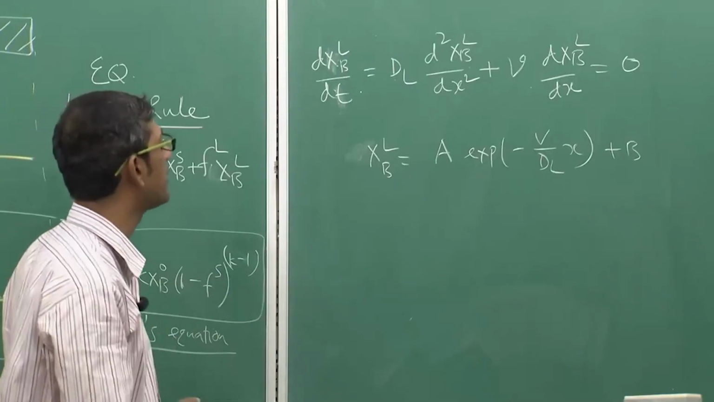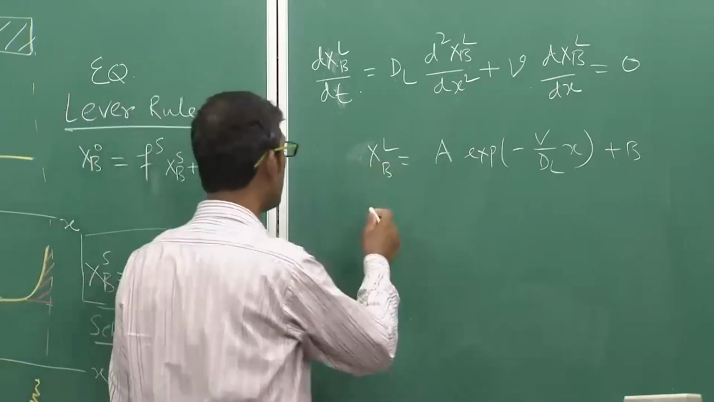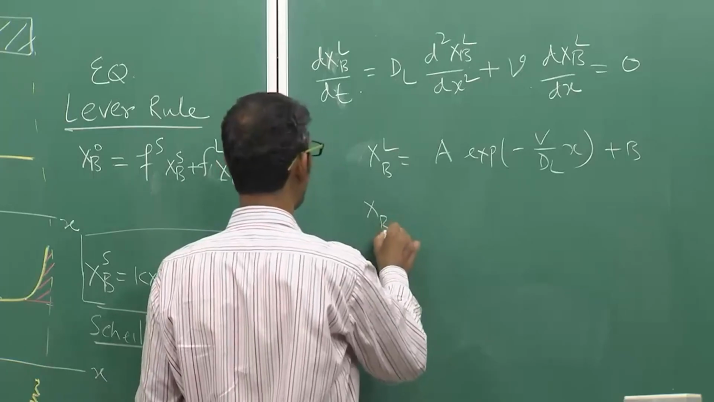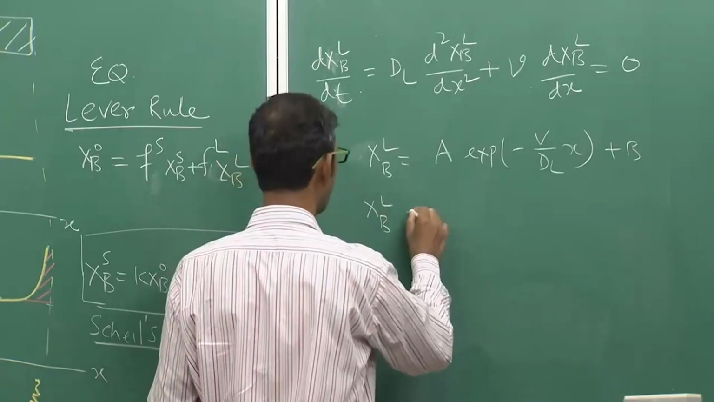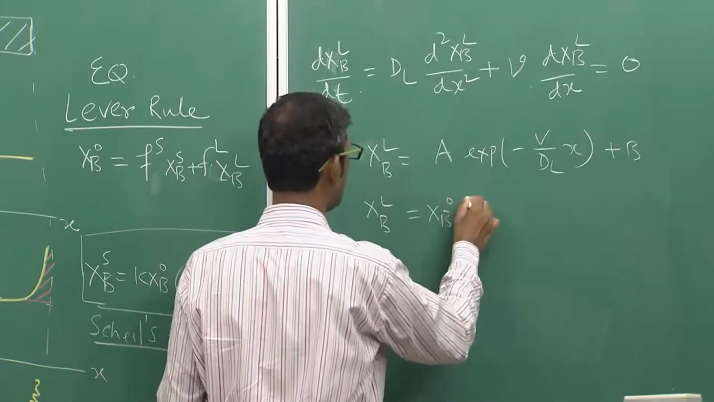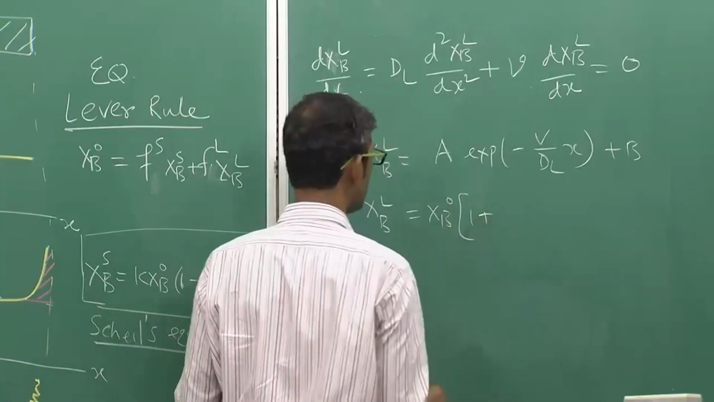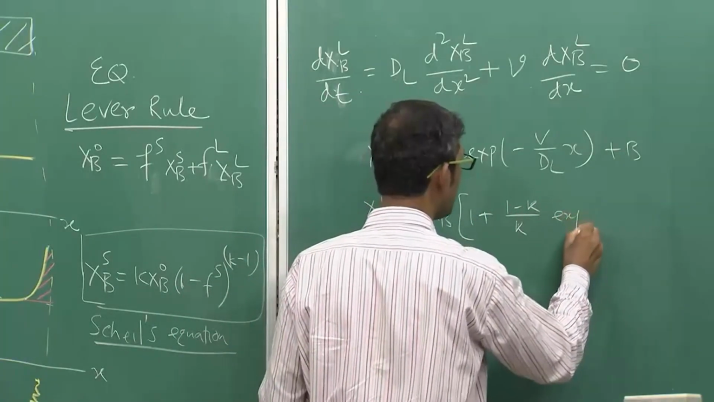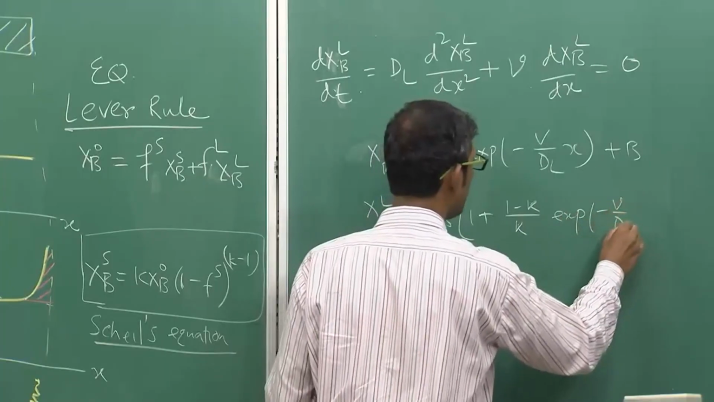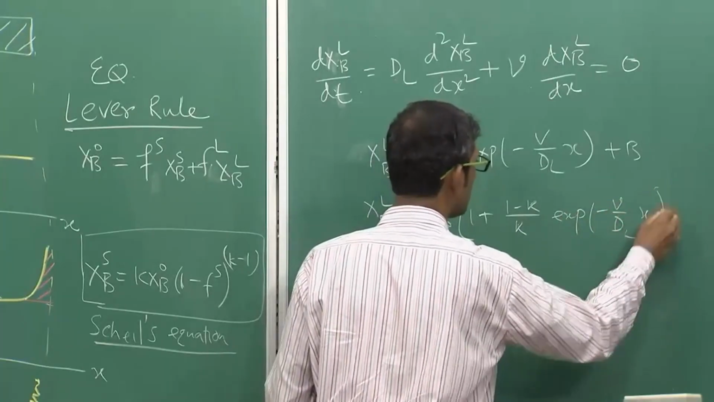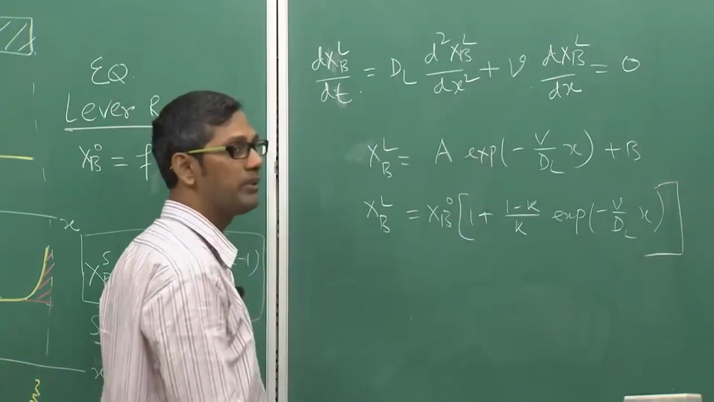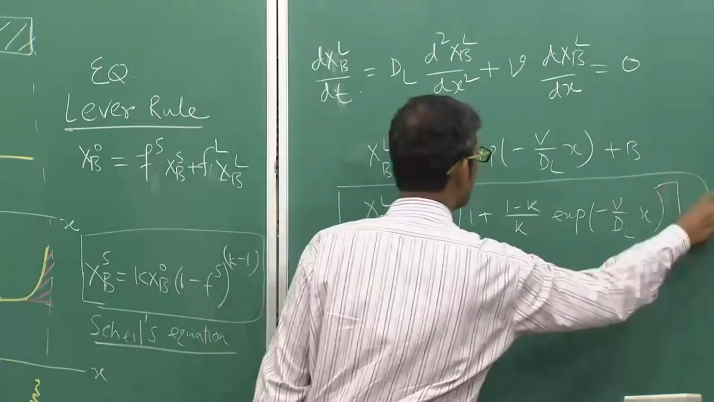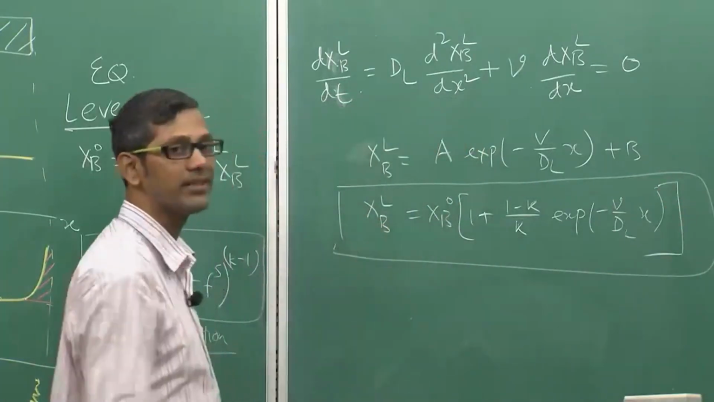It's there in the standard mathematics books. So you can find out these constants A and B by using proper boundary conditions, then it will become XL = X0 [1 + (1 - k)/k exponential(-v/DL x)]. That is what will be the actual solution for this third case. And similarly you can write down XS also.